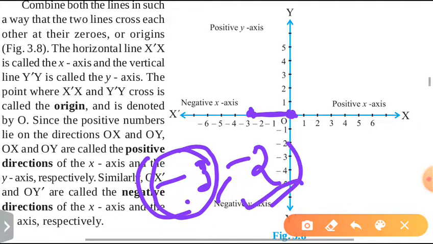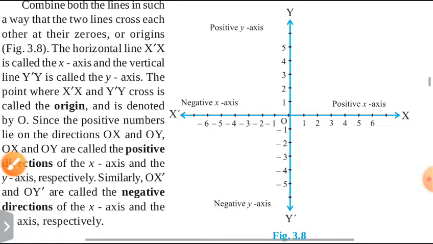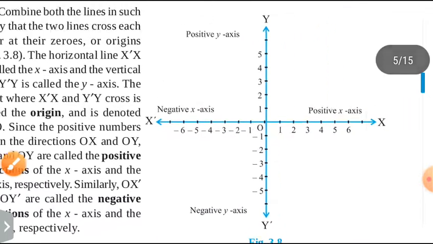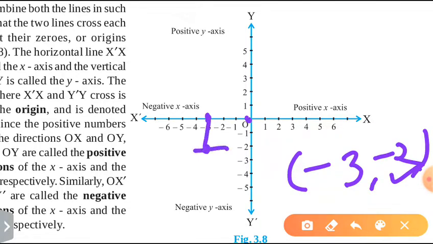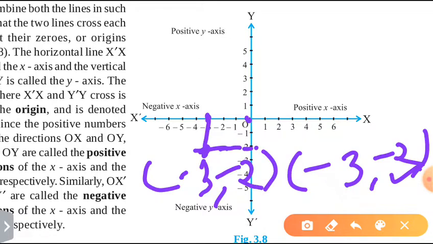But you can see that if we go up, this is the positive direction, and we have to move down. So the point was minus 3 comma minus 2. First you move from this to this point, and then you have to move minus 2. So minus 2 is this point, just near this point. So this is the exact location of minus 3 comma minus 2.